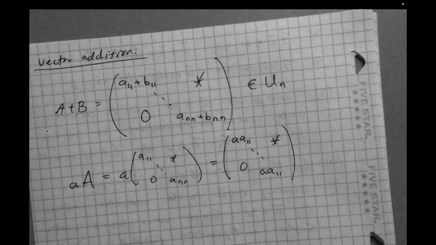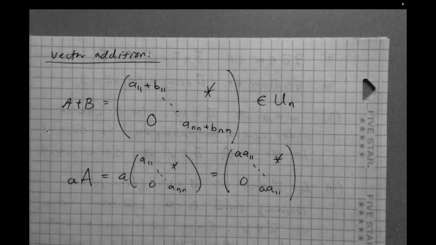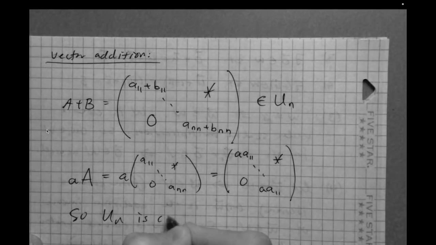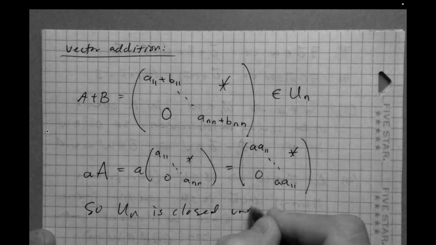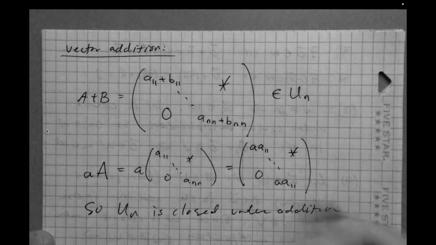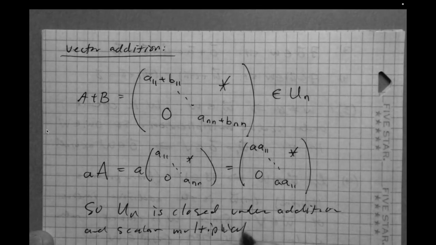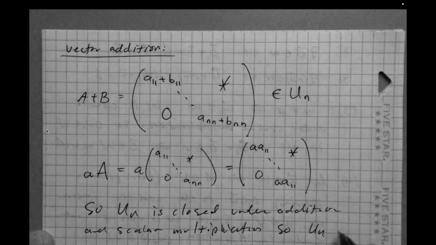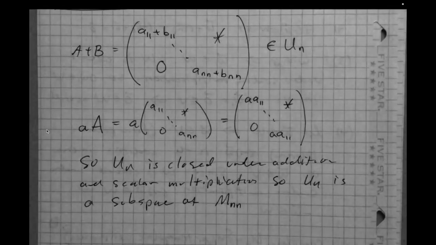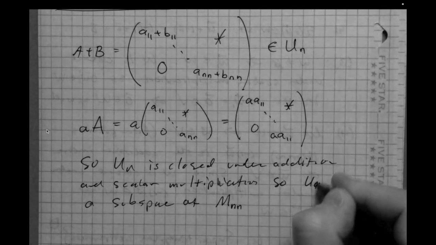Excellent. Okay. Great. Let's do another example. Right. And so what can we confirm? I guess on the end of that. So Un is closed under addition and scalar multiplication. So Un is a subspace of M n by n, of all n by n matrices. Okay.